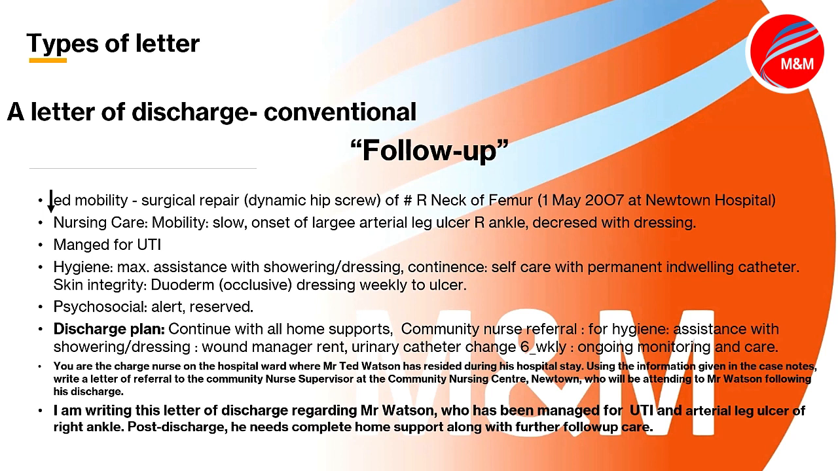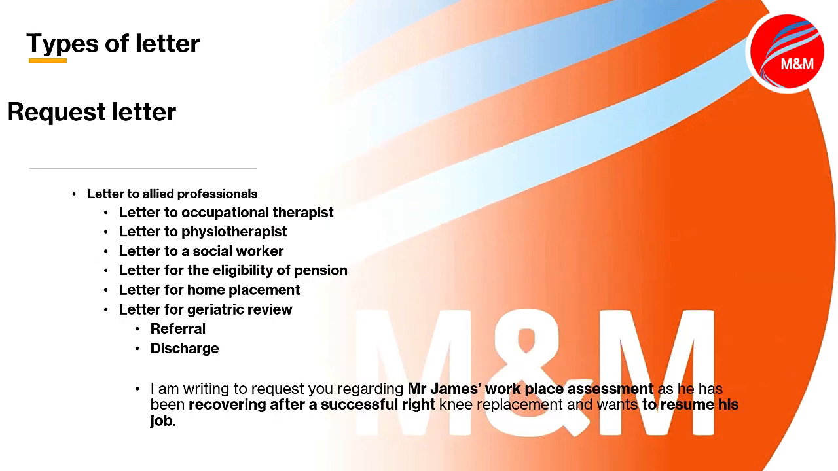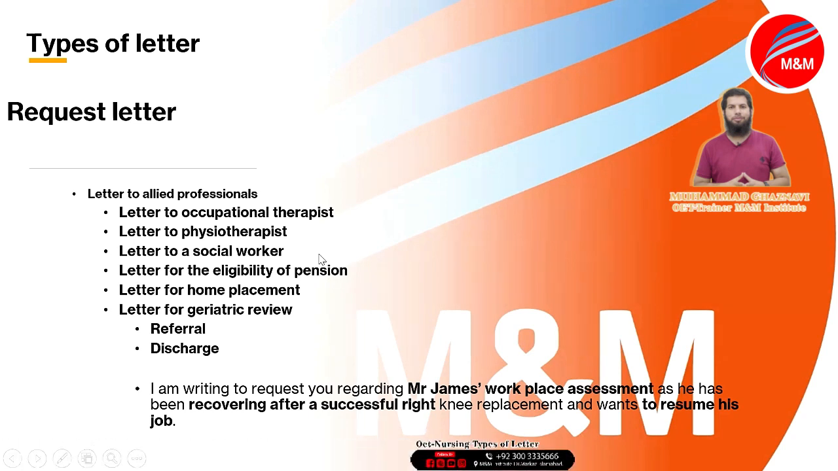Anyhow. So moving on to the next type of letter. We are writing this letter to the occupational therapist. We are writing this letter to the physiotherapist. We are writing this letter to, let's say, a social worker. Then we can see that a letter for eligibility of pension care can be written over here. And a letter for genetic review, right? So these are different types of request letters, right? Can be done in this way.